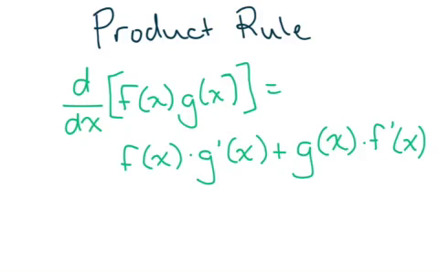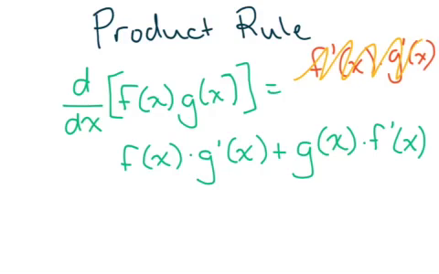Okay, so a very common mistake is for people to try to just do f prime of x times g prime of x. That is not going to work. Do not do this. Okay, you have to remember the product rule. When we have two things multiplied together and we're taking their derivative, we can always use the product rule.